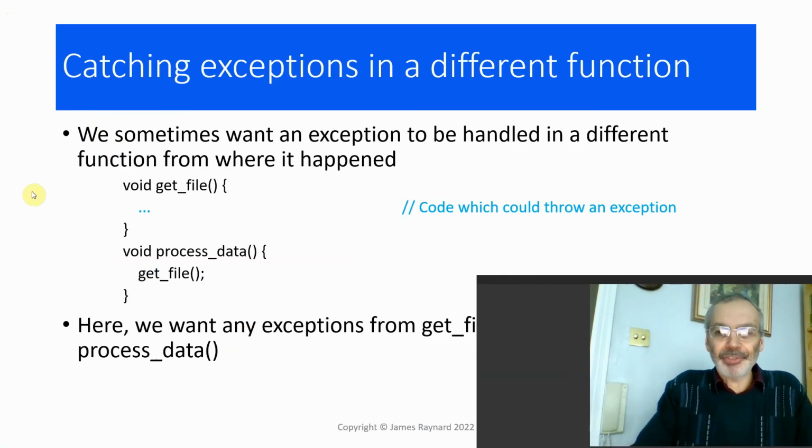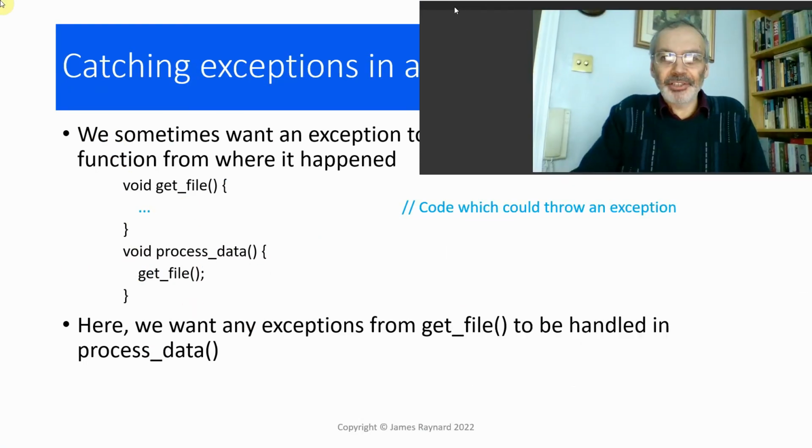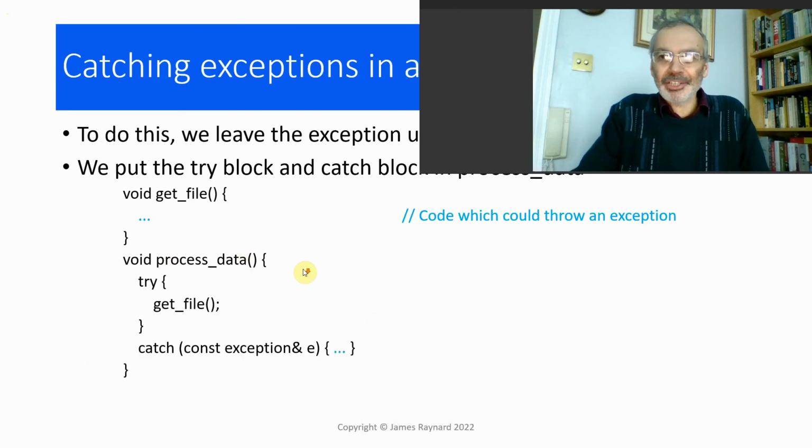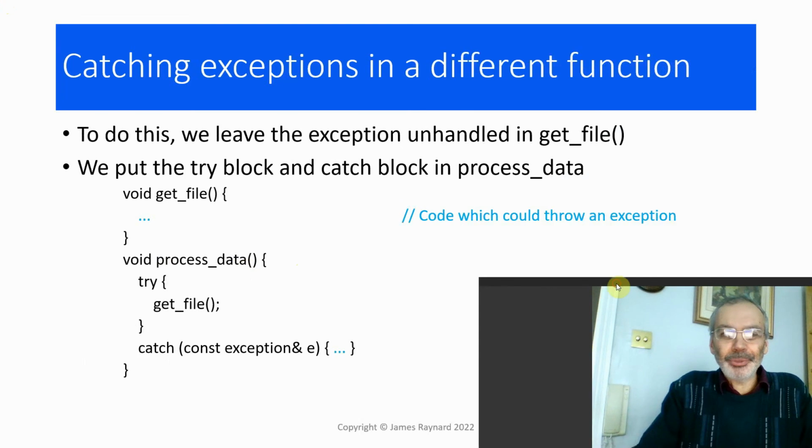One of the advantages of exceptions is that we can handle errors in a different place from where they occur. Let's say, for example, we have some function that does data processing and it calls another function to actually get a file, and this code in here could throw an exception. Supposing we want to handle all the errors in this process data function. So how do we set that up? It's actually very easy. We do nothing at all in getFile as far as exceptions are concerned, and we call the getFile function from inside a try-catch block in process data.